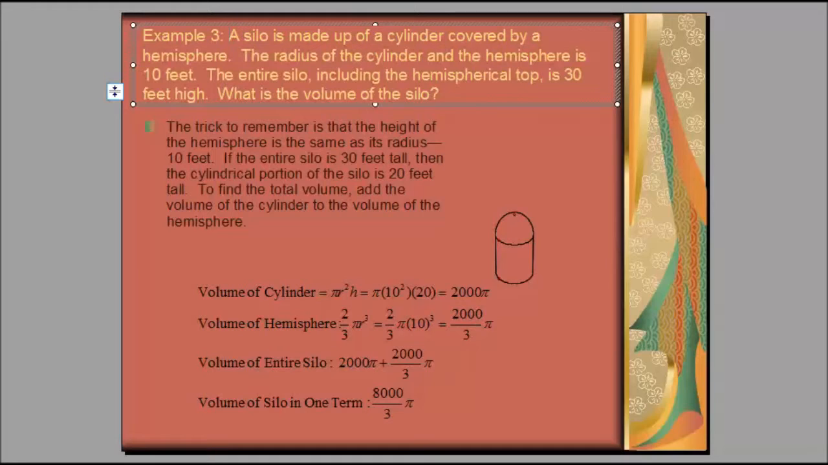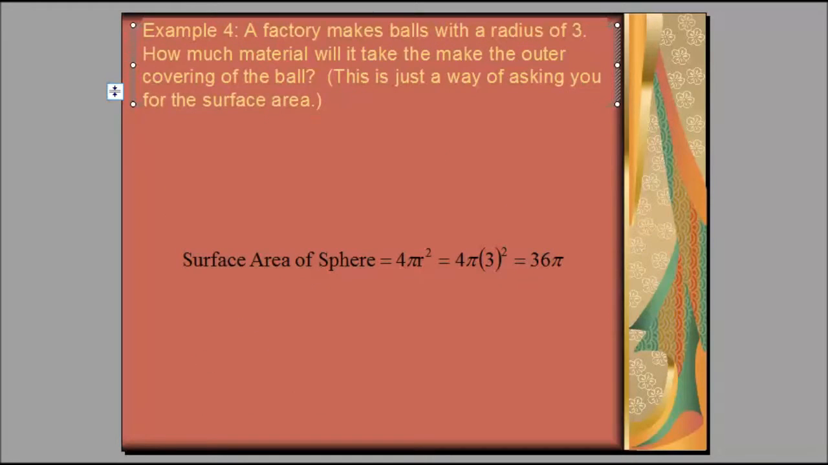This will give us 6,000 pi over 3 plus 2,000 pi over 3, which will add to 8,000 pi over 3. In example 4, a factory makes balls with a radius of 3. How much material will it take to make the outer covering of the ball? This is just a way of asking you for the surface area. The surface area of a sphere is 4 pi r squared. We're told that the radius is 3. Therefore, this equals 4 pi times 3 squared, which is 4 pi times 9, or 36 pi.